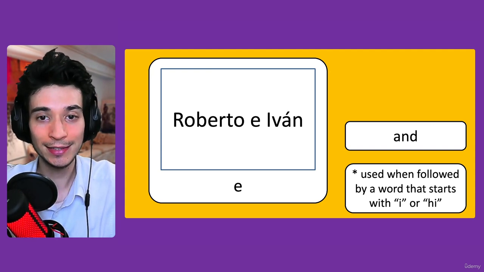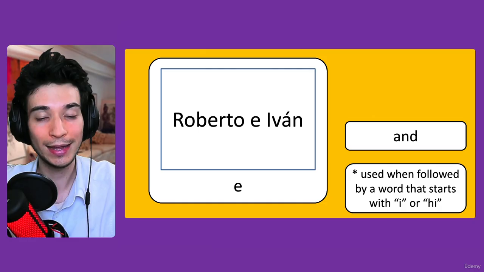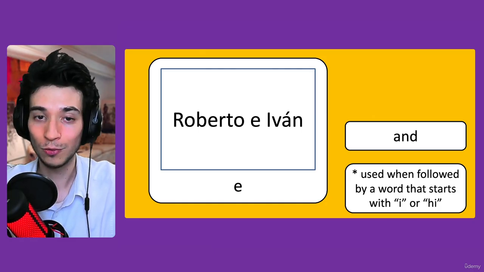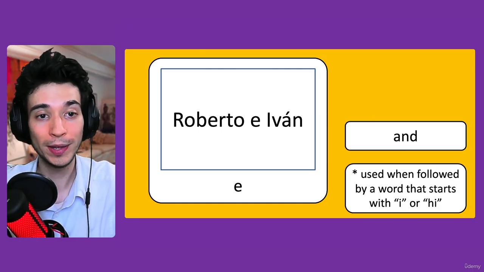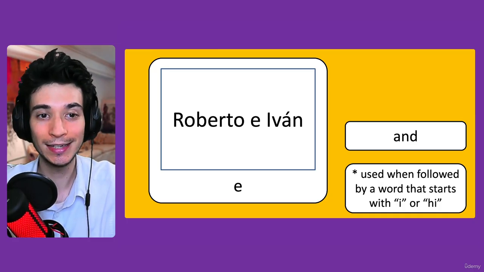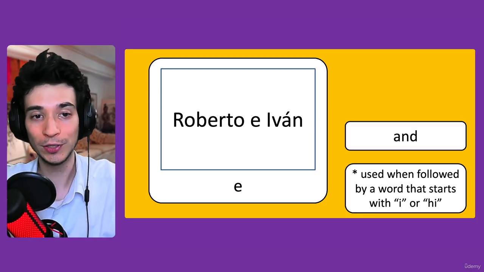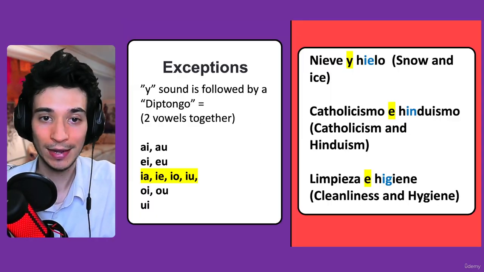So in this case, y becomes e. For example, Roberto e Iván. Roberto and Ivan. Roberto e Iván. So we do not say Roberto y Iván because it's a little hard to say it. So it changes to e.